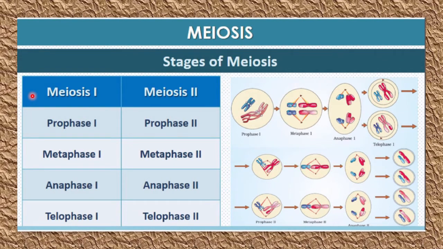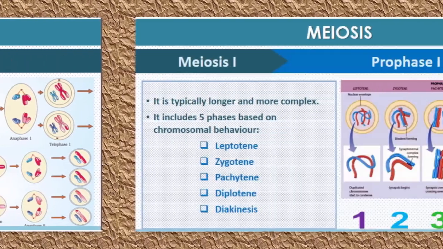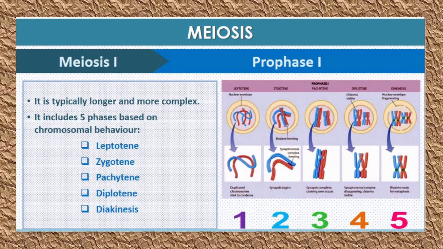So mainly meiosis can be divided into 2 stages, meiosis 1 and meiosis 2. Meiosis 1 we can further divide into subphases, that is prophase 1, metaphase 1, anaphase 1, and then telophase 1. Similarly meiosis 2 also can be divided into 4 stages, that is prophase 2, metaphase 2, anaphase 2, and telophase 2. So by this we can say that meiosis is comprised of 8 stages. Today we are just going to discuss meiosis 1, in which we will discuss in detail prophase 1.